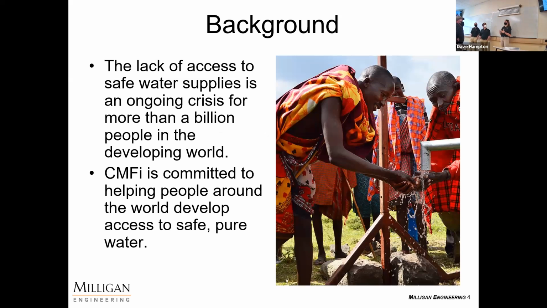So just a little bit of background on this project. There's a lack of access to safe water supplies, and this is an ongoing crisis for more than 1 billion people in the developing world. So CMFI is committed to helping people around the world have access to safe, clean water.